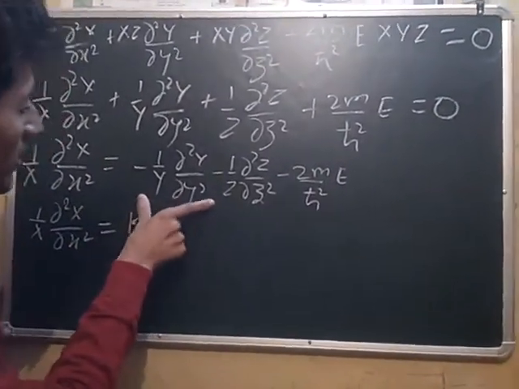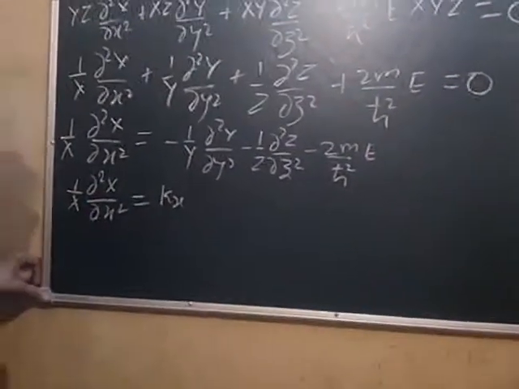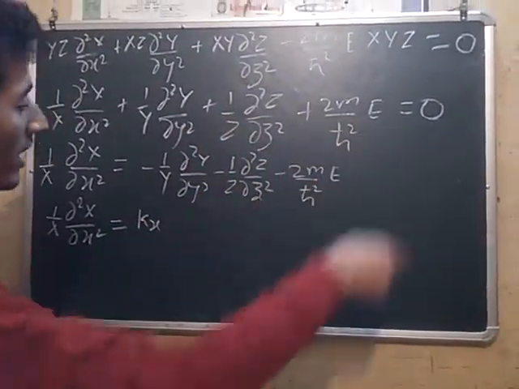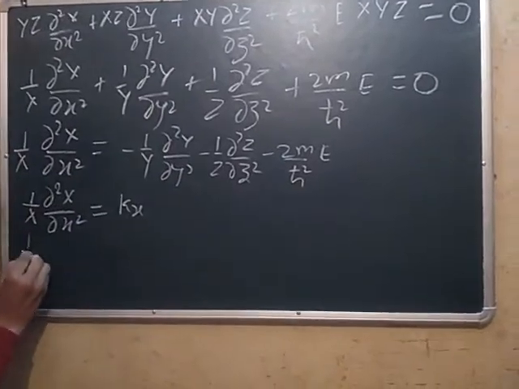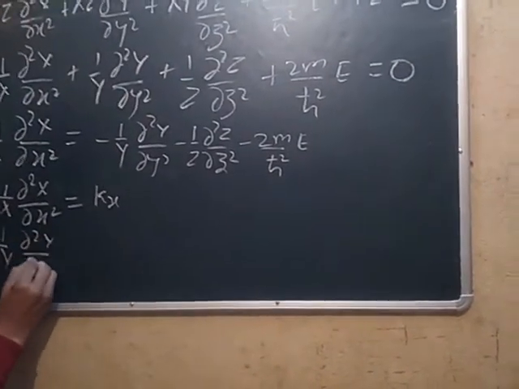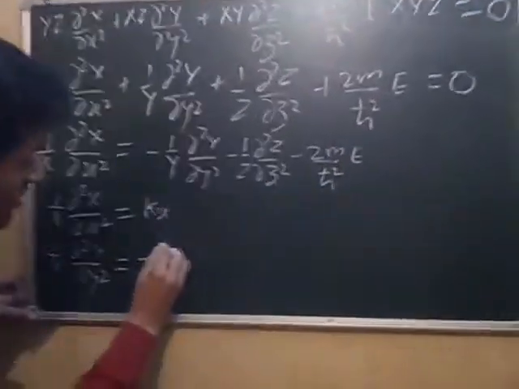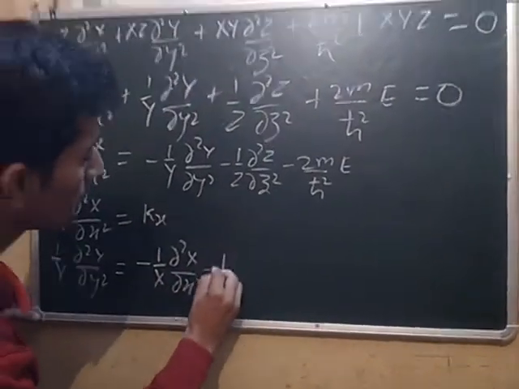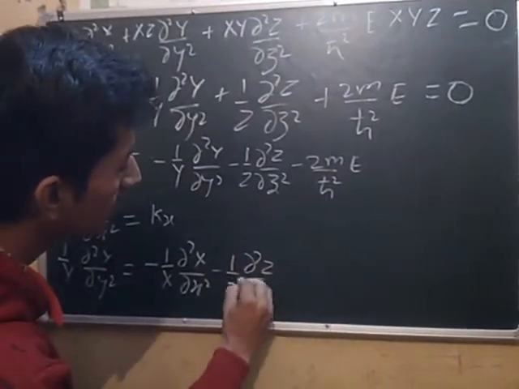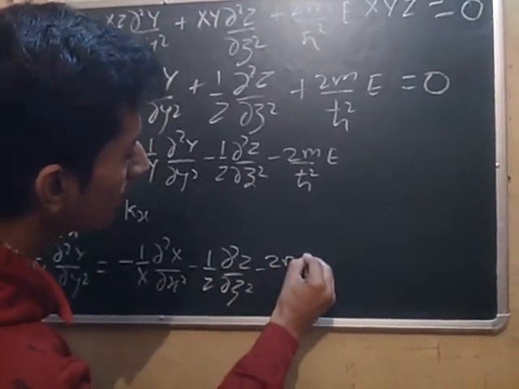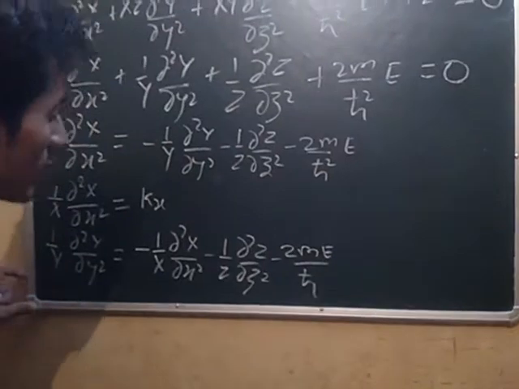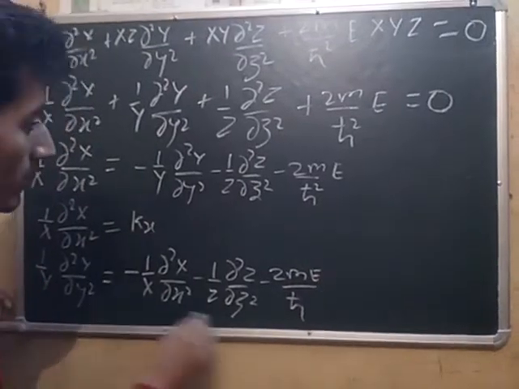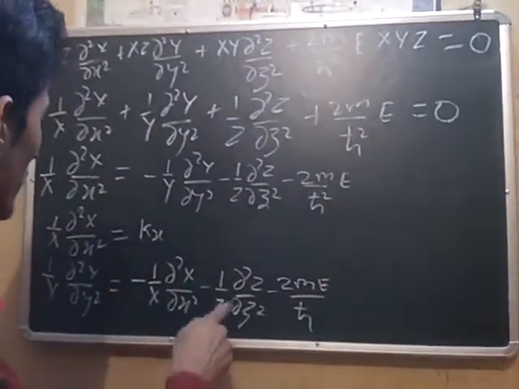Similarly, we may bring this y term in the left hand side, and all including x, z in the right hand side, as 1 upon Y del 2 Y upon del y square, and it is equal to minus 1 upon X del 2 X upon del x square minus 1 upon Z del 2 Z upon del z square minus 2mE upon h bar square, and in place of this term we may use kx. We will do it further.